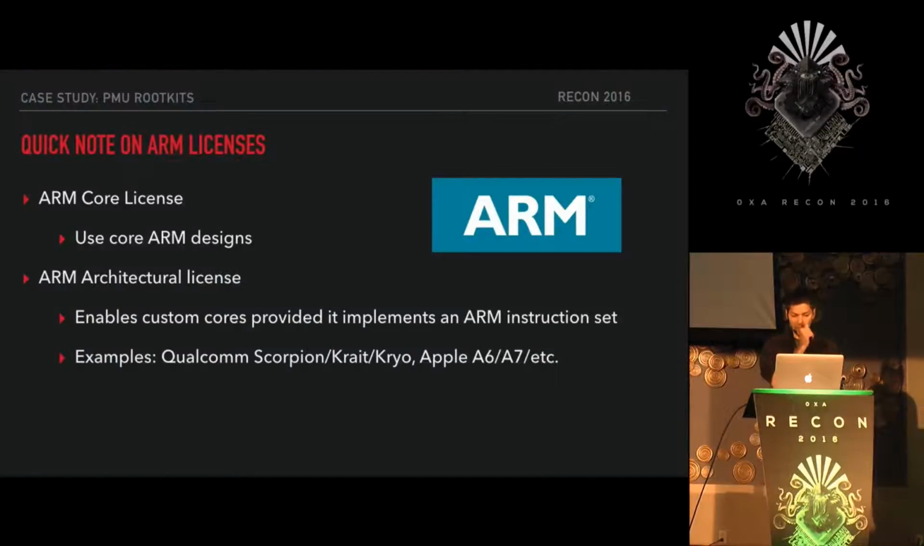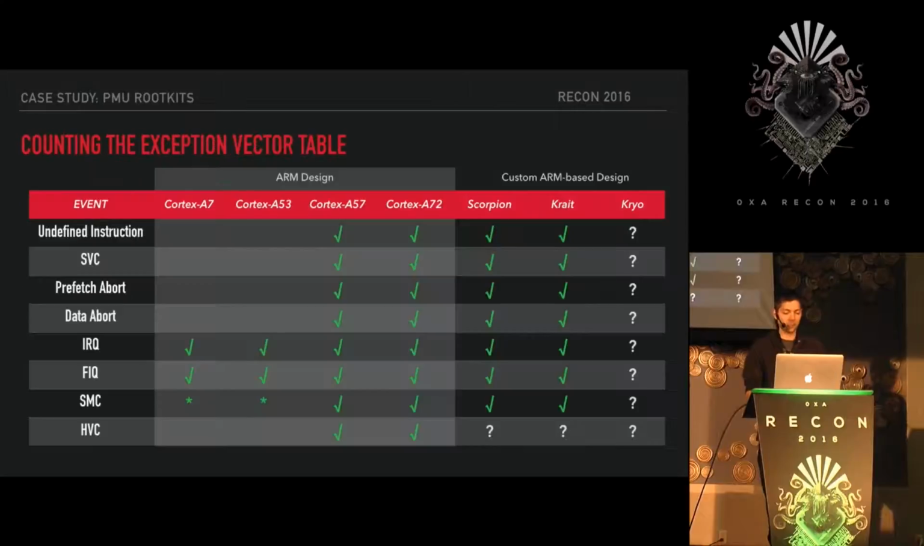But a quick note on ARM licenses. There's basically a core license, where you use ARM's core design, and then there's the architectural license, which allows you to build a custom design as long as you implement the ARM instruction set. Qualcomm, Apple, and lots of other vendors have architectural licenses. I mention that because I wanted to show which cores are capable of counting the exception vector table.